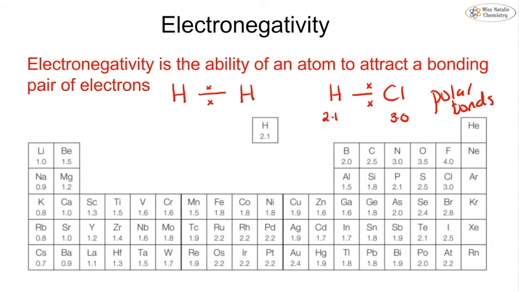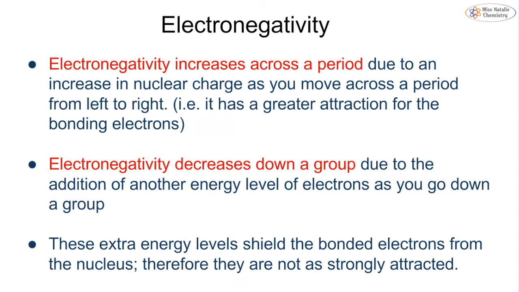So what we just need to know for now is electronegativity is the ability to attract a bonding pair of electrons, and you get this table in the data book that you will be able to use in your Unit 2 and Unit 3 exam. Because you're not allowed to use the data book in Unit 1, what you do need to know are the trends in electronegativity. So electronegativity increases as you go across a period.